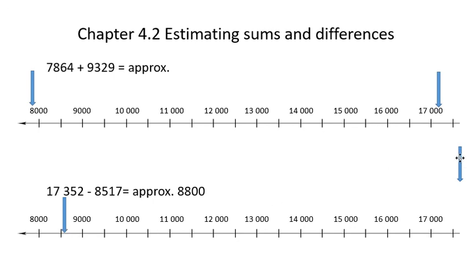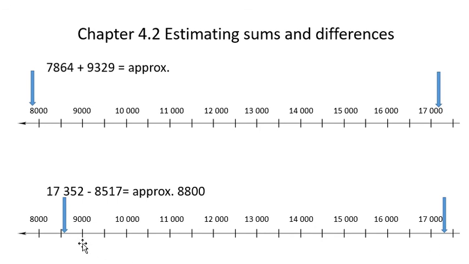And now I'm going to label 17,352, which is right there. I know that this is 17,000, this is 17,500, so I must be slightly to the left of 17,500. So now I want to find out how far away it is from this blue arrow to this blue arrow. This arrow is at 8,517. I can immediately tell that this distance is pretty close to 9,000 to 17,000.